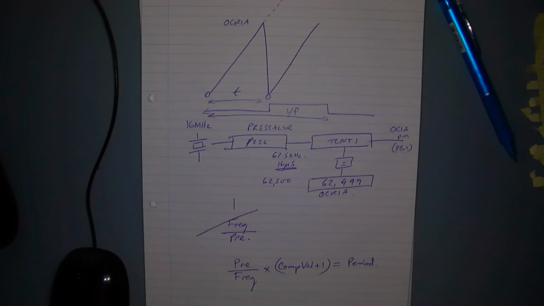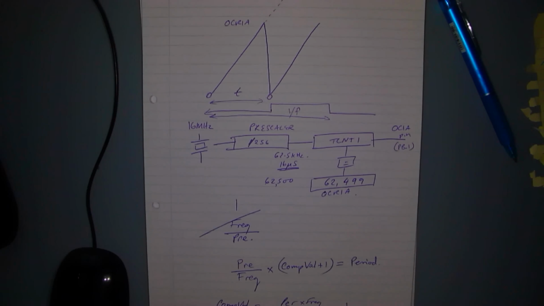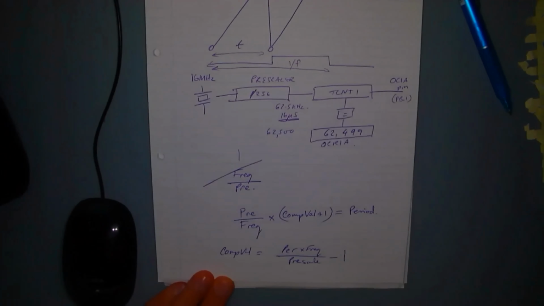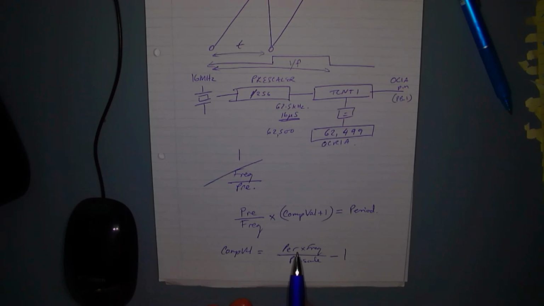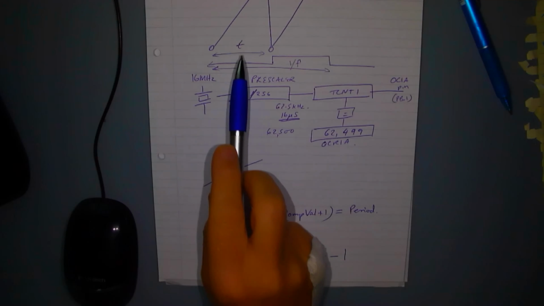I'm going to reconfigure this so that we've got a model we can use to actually work out the compare value. So the compare value equals the period times the frequency over the prescale, minus 1. A little bit of simple algebra there, and what we've got now is a way that we can actually model this timing period.